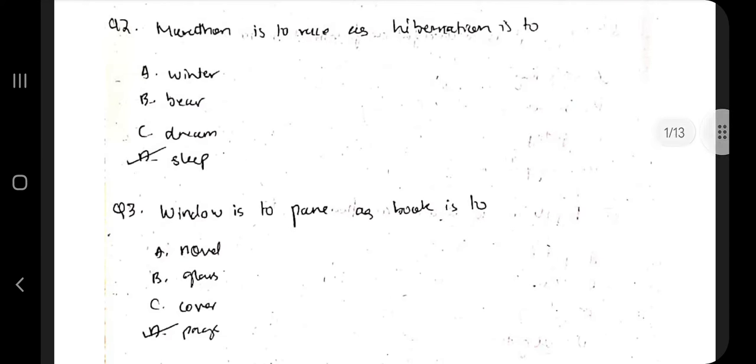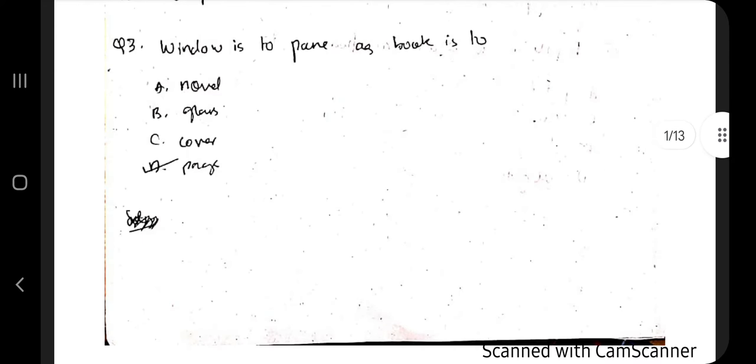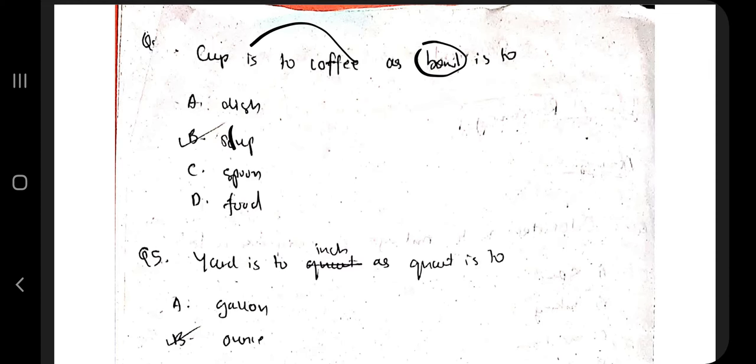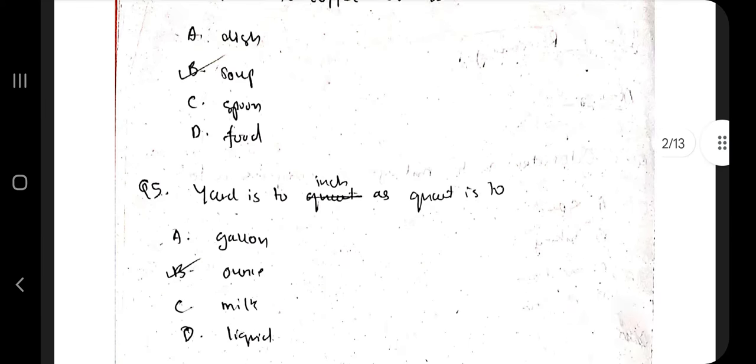Marathon is to race as hibernation is to, see, in marathon what happens? Race. In hibernation what you do? You sleep, right? Window is to pane as book is to page. Cup is to coffee. So in cup you will put coffee. What you will put in bowl? It means the soup you will put in bowl.